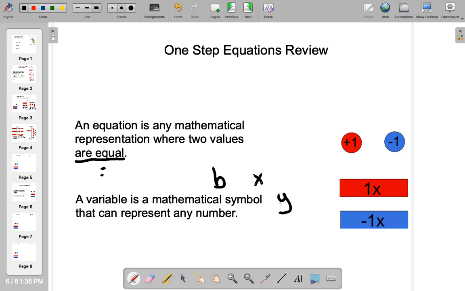On the right side, we have the algebra tiles that we're working with here. A positive one and a negative one add together to create 0, which is very important as we solve these equations. A positive x can represent any number, and a negative 1x represents the opposite of that number. So if positive 1x is equal to negative 6, negative 1x would be equal to positive 6, and that will come into play in this video. Let's get started here.